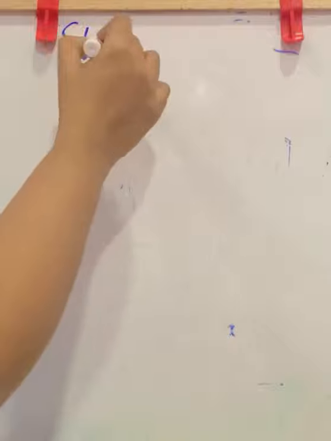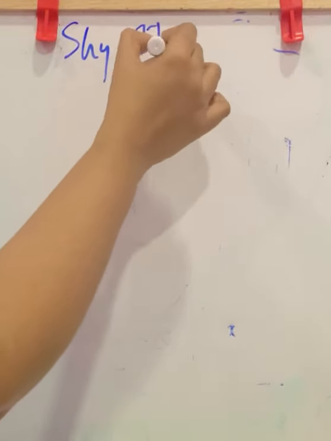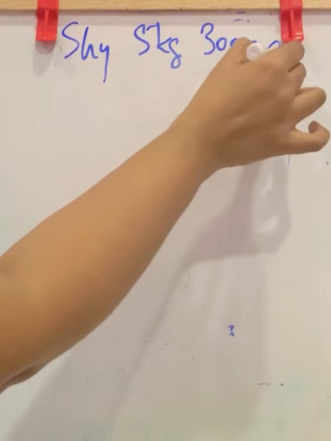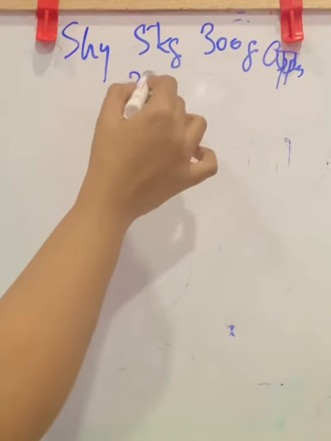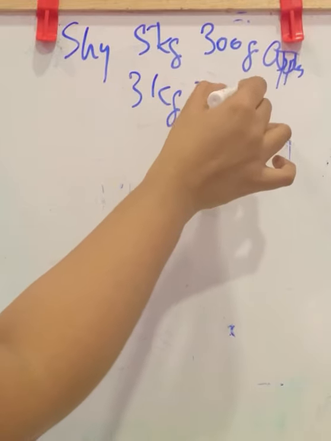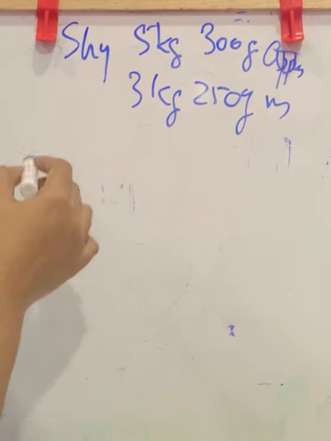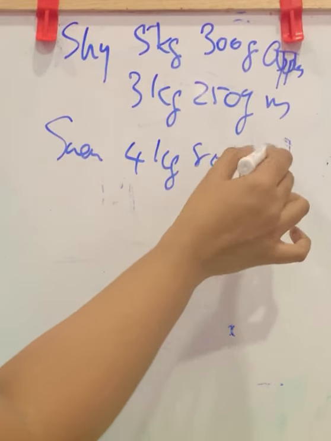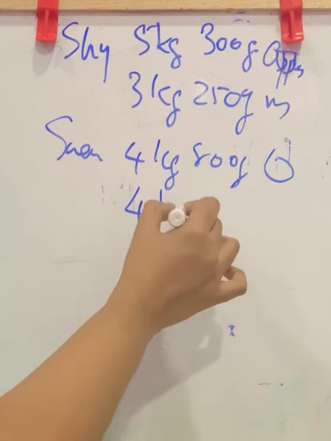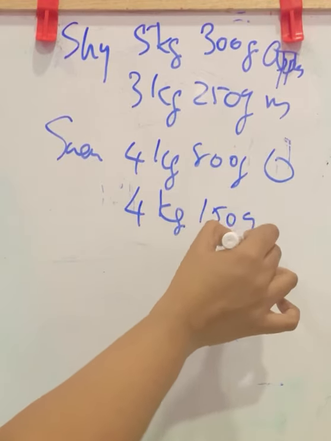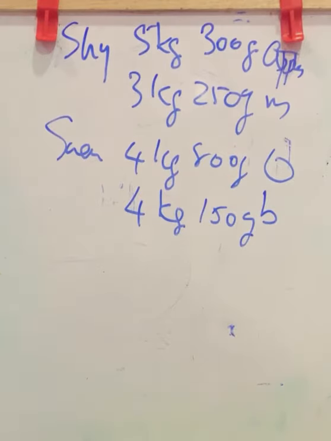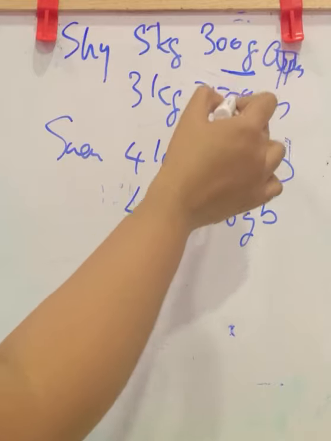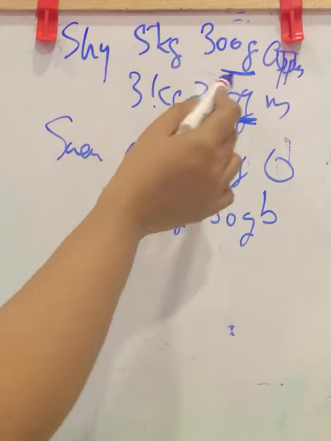Next, Shyama bought 5 kilogram 300 gram apples and 3 kilogram 250 gram mangoes. Sarala bought 4 kilogram 800 gram oranges and 4 kilogram 150 gram bananas. Who bought more fruits? So first you want to convert these grams to kilograms, then only you can add them.